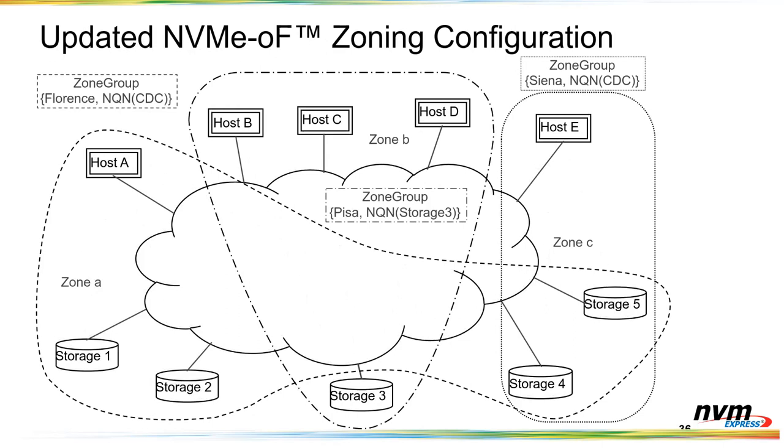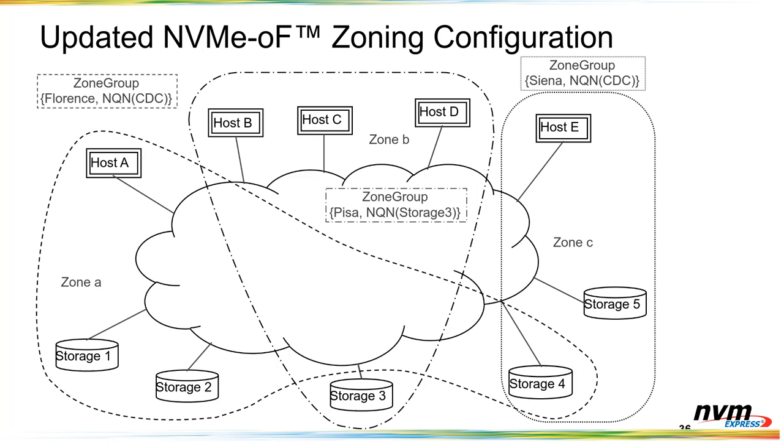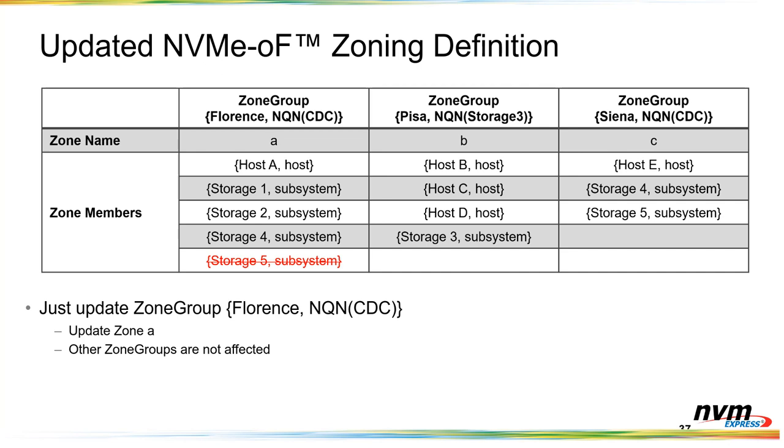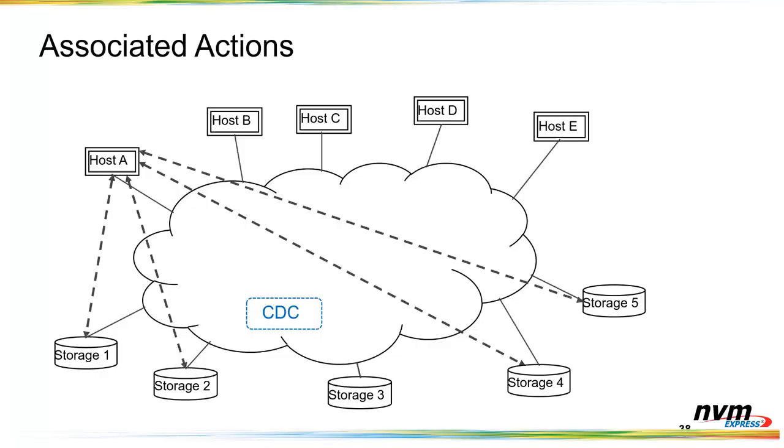It means in the zone configuration that we defined, now we need to update the zone A in zone group Florence. We need to remove storage 5 from zone A. Which means in terms of configuration, we just need to remove this item from the definition of zone A and then reactivate the updated zone group Florence. No other zone groups are affected by this and we get the new connectivity configuration that we wanted. What are the associated actions?